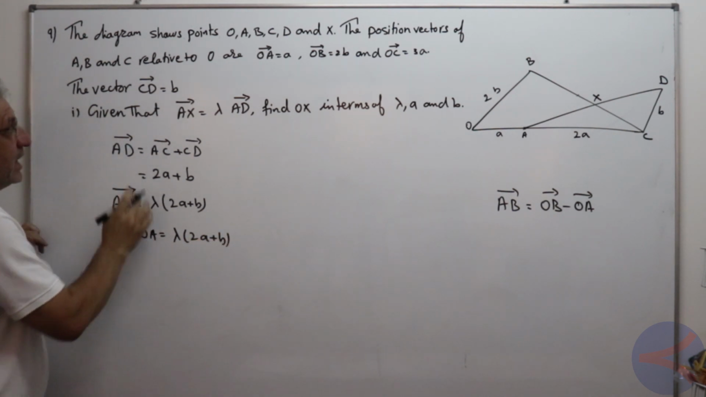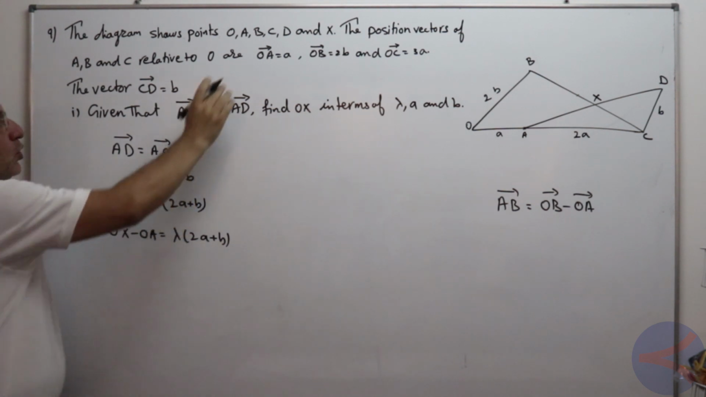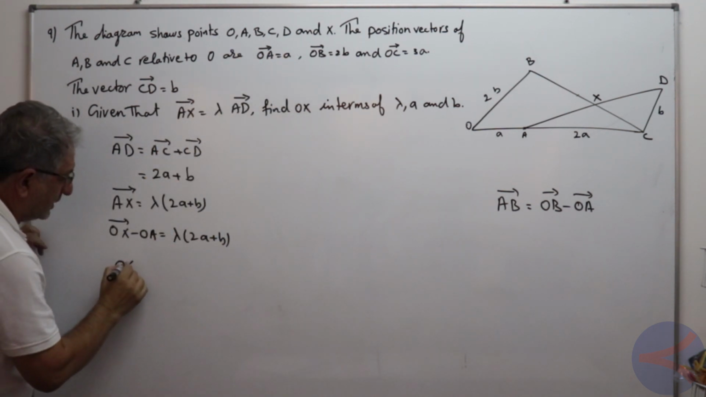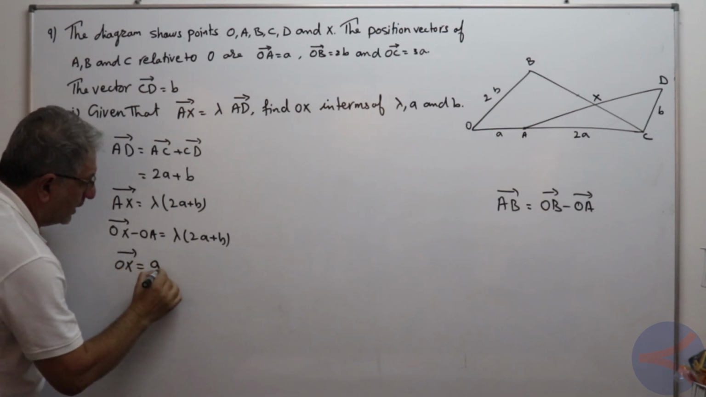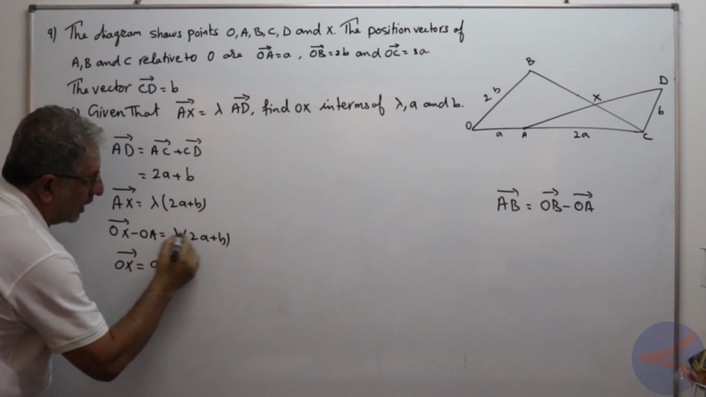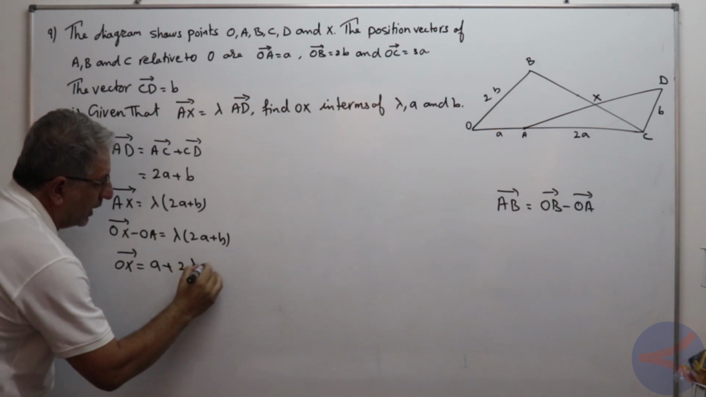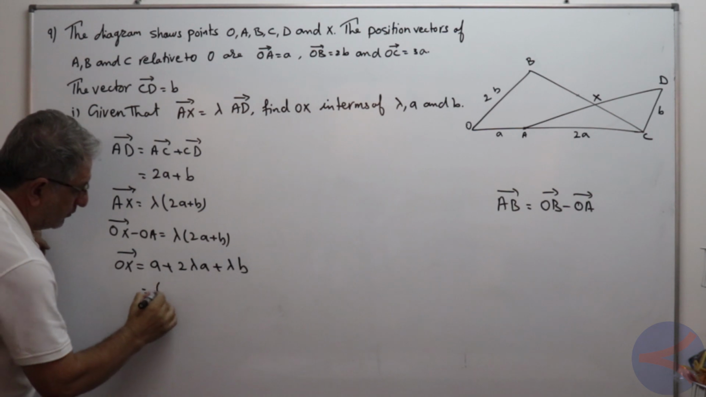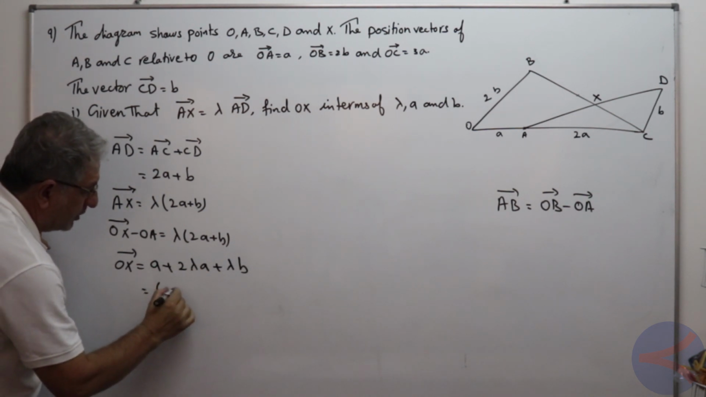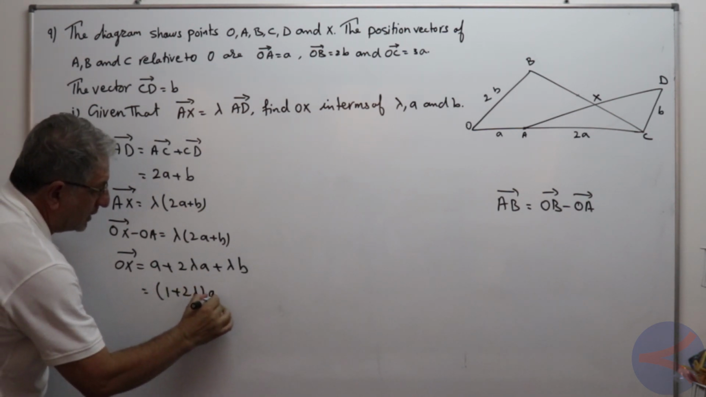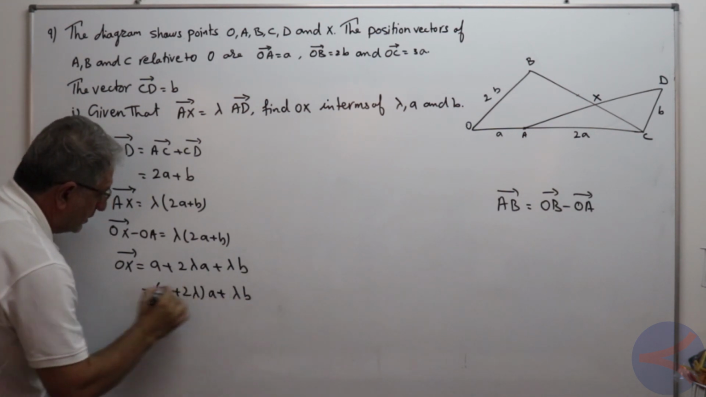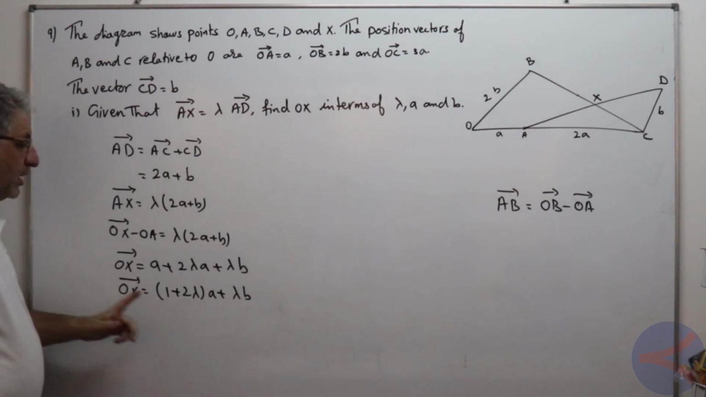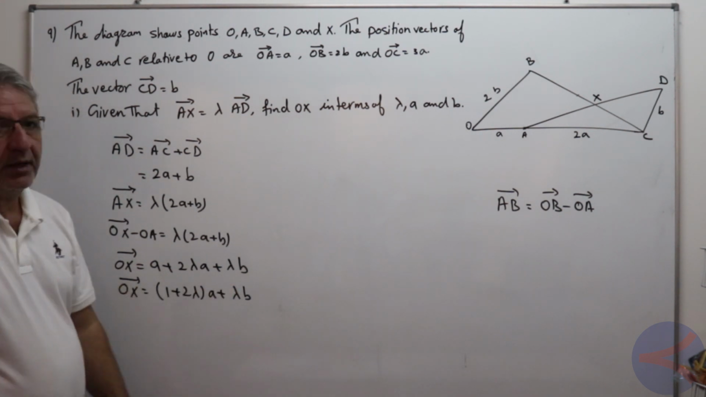Now, OA is a. It's given to us. OA is equal to a. Therefore, this a goes that side and will be positive. Therefore, OX is equal to a plus, I can expand this, 2 lambda a, and then plus lambda b. If you want to write it, factorize a: (1 plus 2 lambda) times a plus lambda times b. Therefore, OX is this vector in terms of a, b, and lambda.